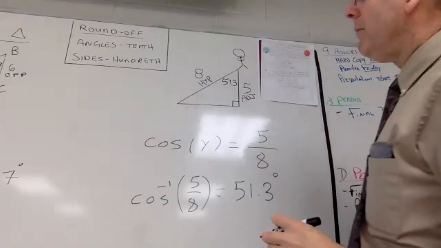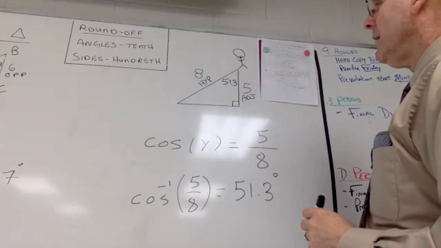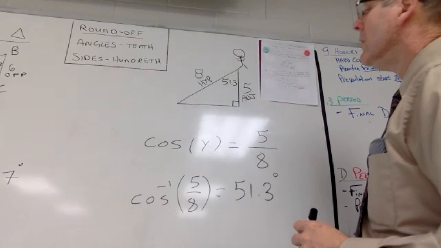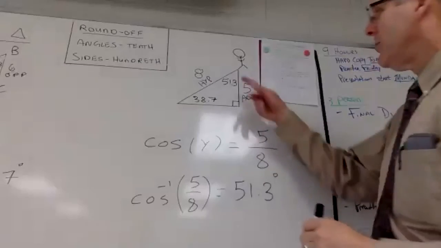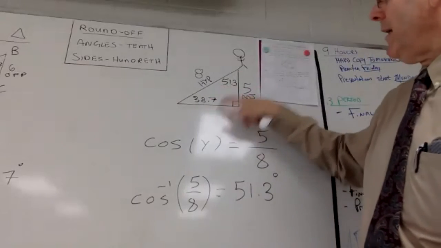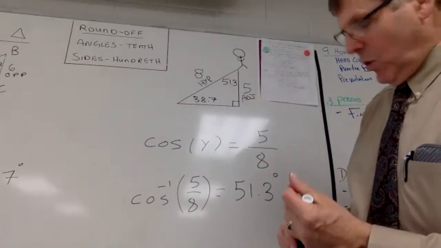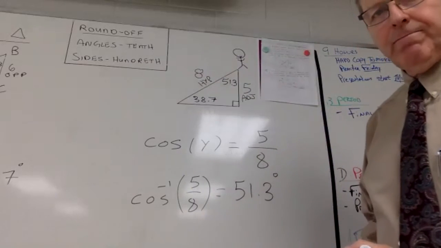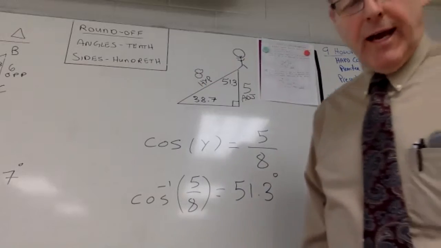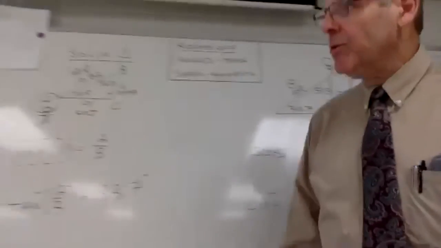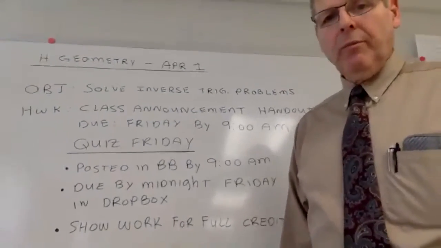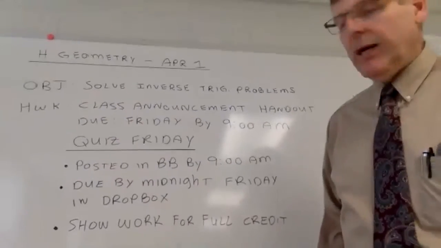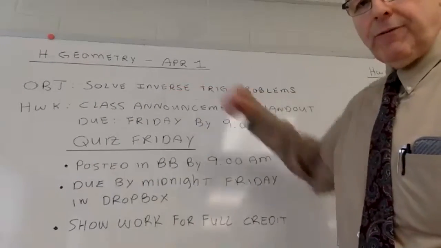Okay, and if I know this is 51.3, this one's easy. All I have to do is what? Subtract it from 90, and what do you get? 38.7. I found my two angles. And if I wanted to find this side, you can use the Pythagorean theorem, or you could use a trig function, right? All right, any questions on that? We went through that one quickly, so if you need to watch this and go through it slowly, you can. Okay, so remember, I think we met our objective today of solving inverse trig functions.